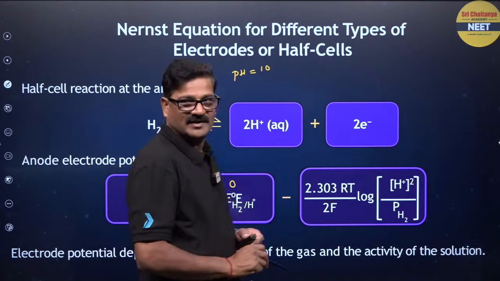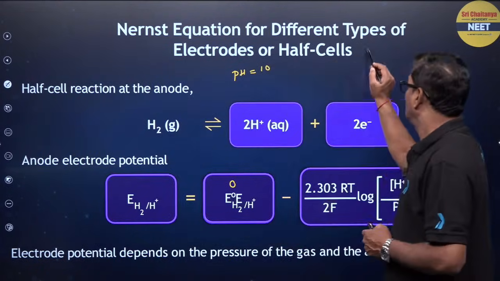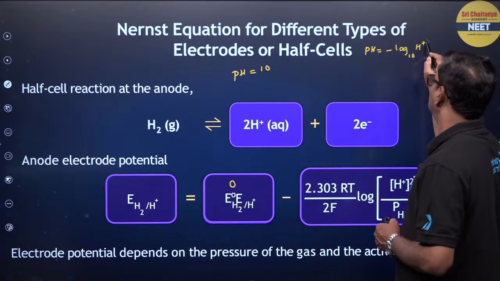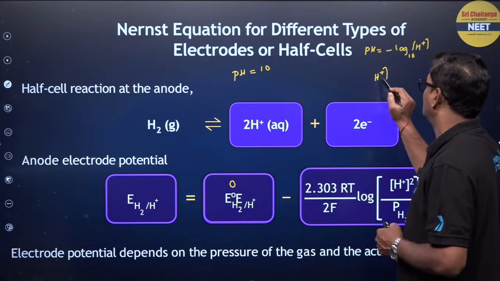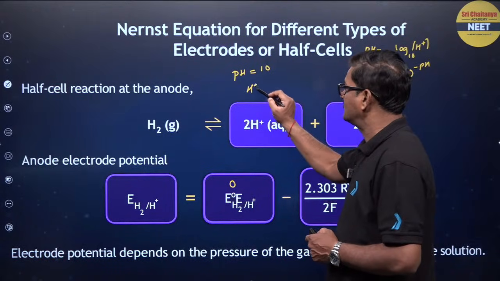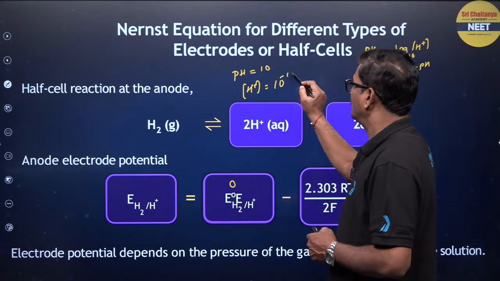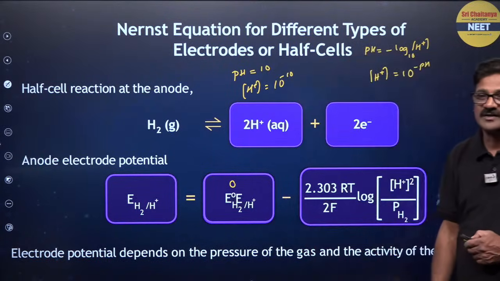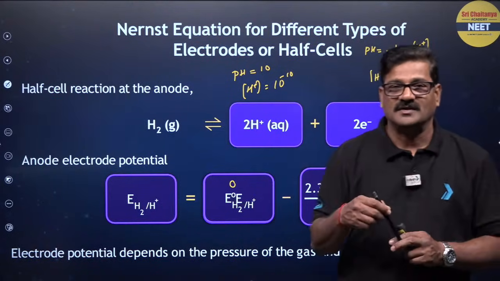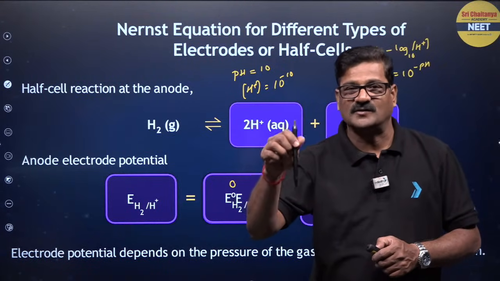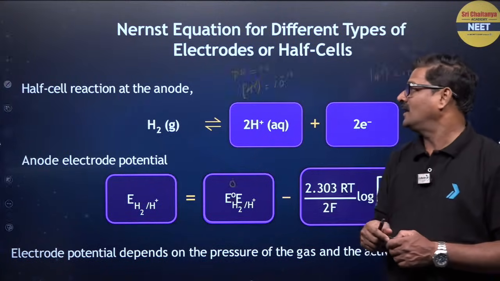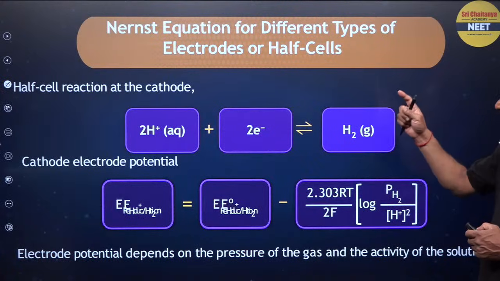Let us say pH is given as 10. What will be the H plus concentration? pH is equal to negative logarithm to the base 10 of H plus ion concentration. So the H plus ion concentration can be 10 to the power minus pH. So the H plus ion concentration comes to 10 to the power of minus 10. Directly you can put it here and solve it. Calculate the cell potential of a cell constructed in a solution whose pH is 10. The NCERT question is given. Fine. And also you can see the Nernst equation for different types.